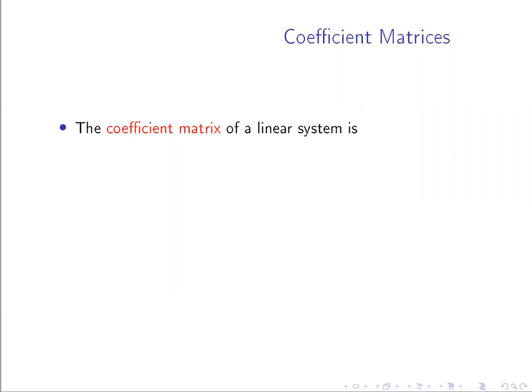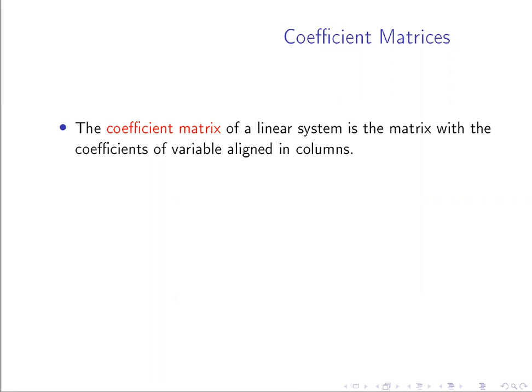Welcome back. Now I mentioned that we're going to use matrices to solve. And the first thing we use to solve a system of equations is what's called a coefficient matrix. A coefficient matrix of a linear system is the matrix of all the coefficients aligned in columns. So each variable gets a different column.